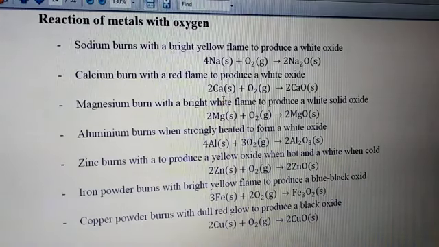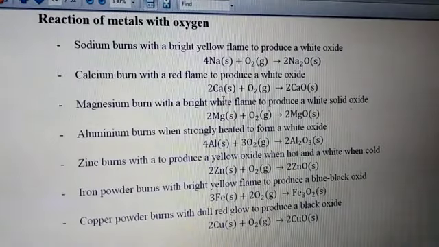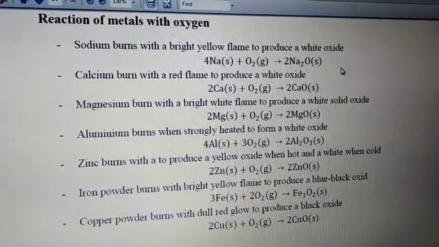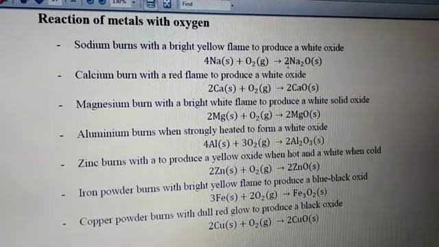Now we move on to the reaction of metals with oxygen. Sodium will burn with a bright yellow flame to produce a white oxide. Take note of that. So it's sodium plus oxygen, we get sodium oxide. Take note of the colors.